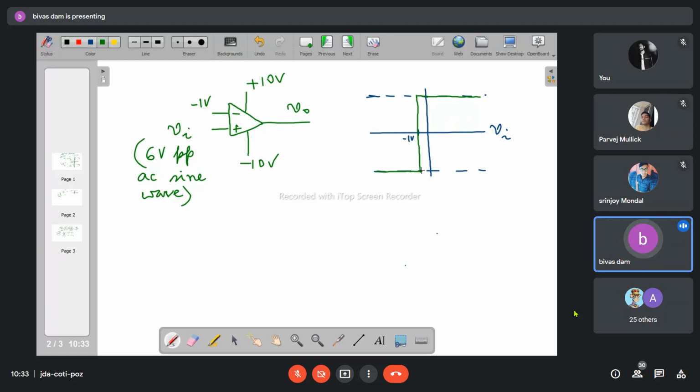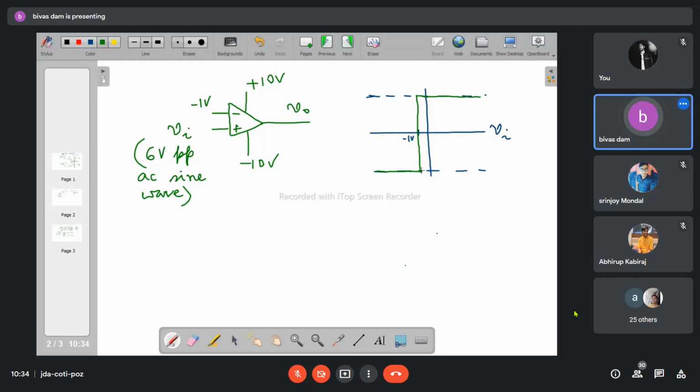So the input is ranging from which level to which level? Plus 3 to -3. Peak to peak means one peak to the other peak is 6 volt. So peak to peak means the total excursion of the input voltage, that is 6 volt. That means here the amplitude of the sine wave is 3 volt. So the VI is ranging from -3 to +3.